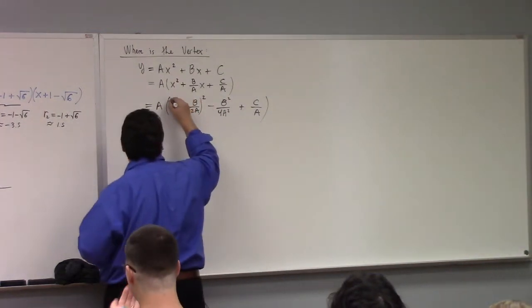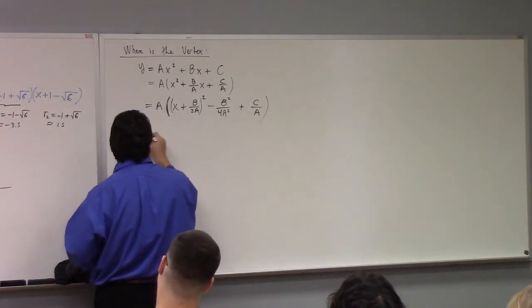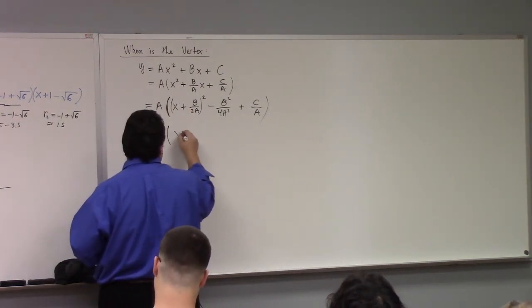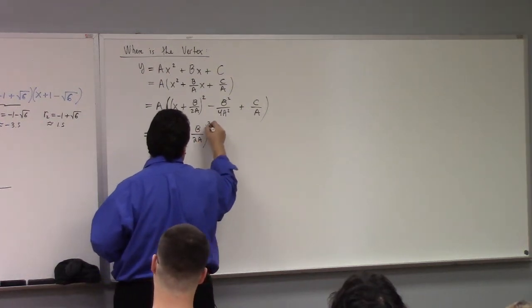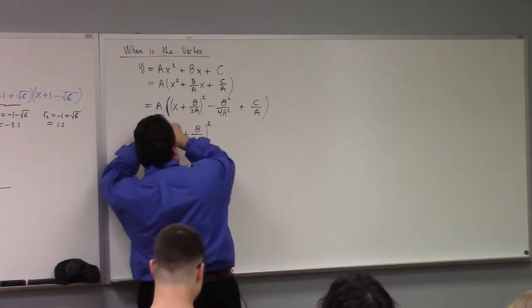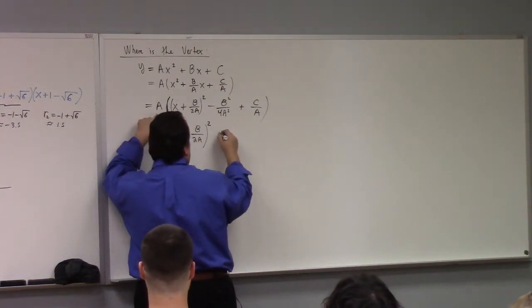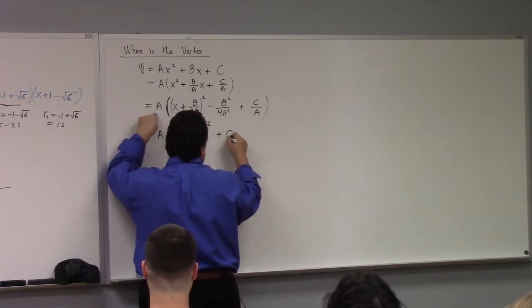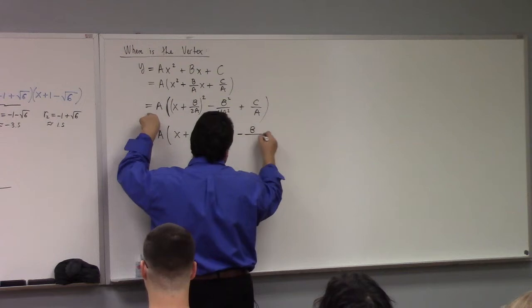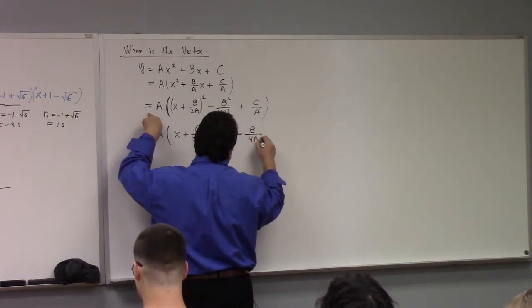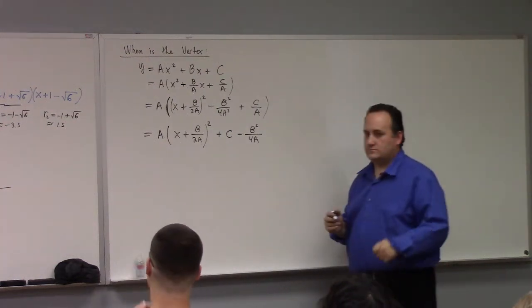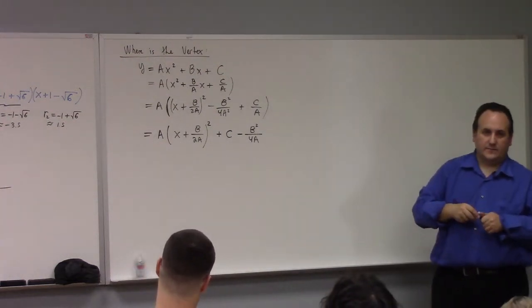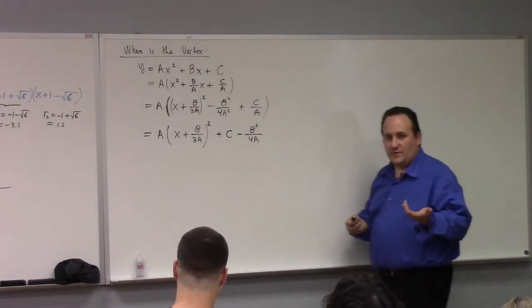Now I'm going to clean things up a bit. This time I'm not after factoring. I'm after the vertex form. So I do a times (x plus b over 2a) squared. I'm going to multiply the a through these last two terms. I'm going to keep the c first because it makes it pretty. And then minus b squared over 4a. Okay, great. This is the vertex form.